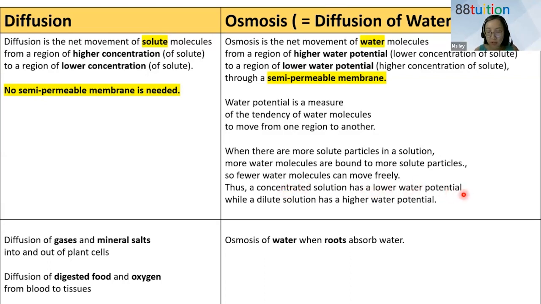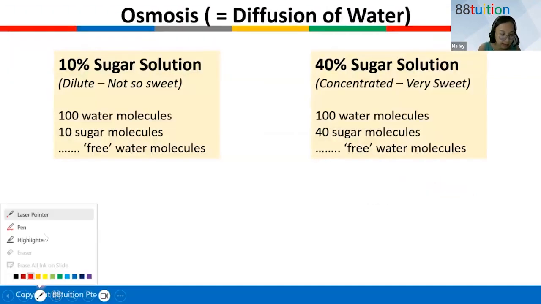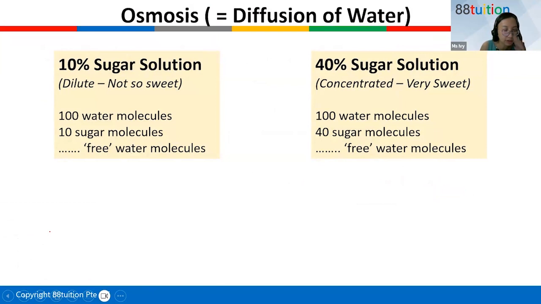It will be lower water potential. All right, so this is how I explain using this. If you have, for example, a very dilute solution compared to a concentrated solution, let's say you have 100 water molecules, and then you have 10 sugar molecules.